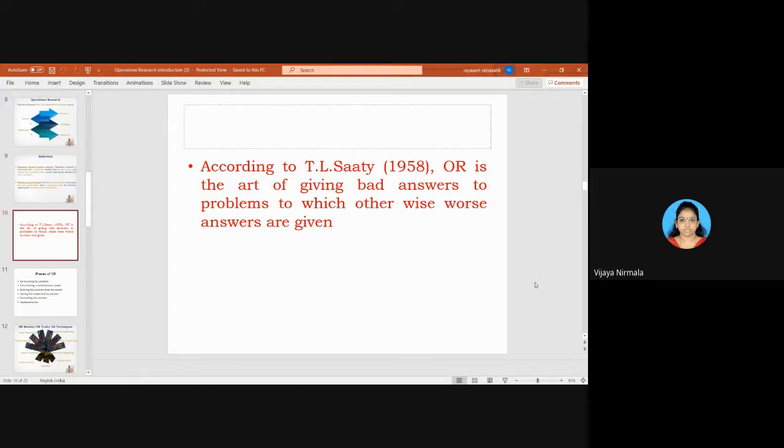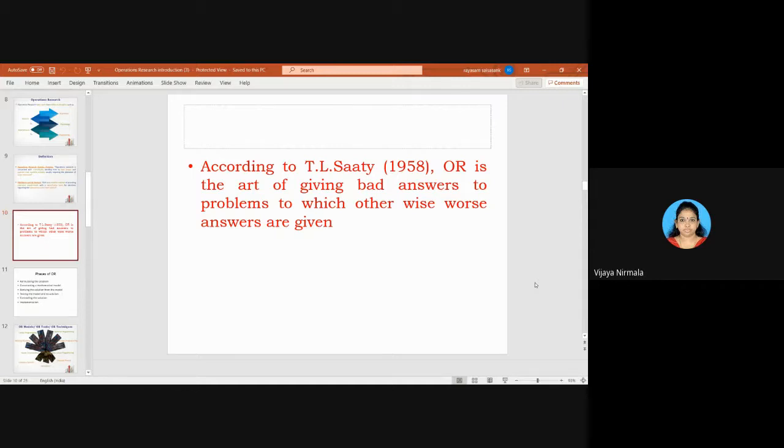Among those definitions, the one definition said by Saaty that I have liked very much is that operations research gives bad answers to the problem. So there is a problem in the organization, and to take decisions with the help of operations research, you can get bad answers rather than worse answers. That is the simple meaning of this definition. That is what T.L. Saaty has said.